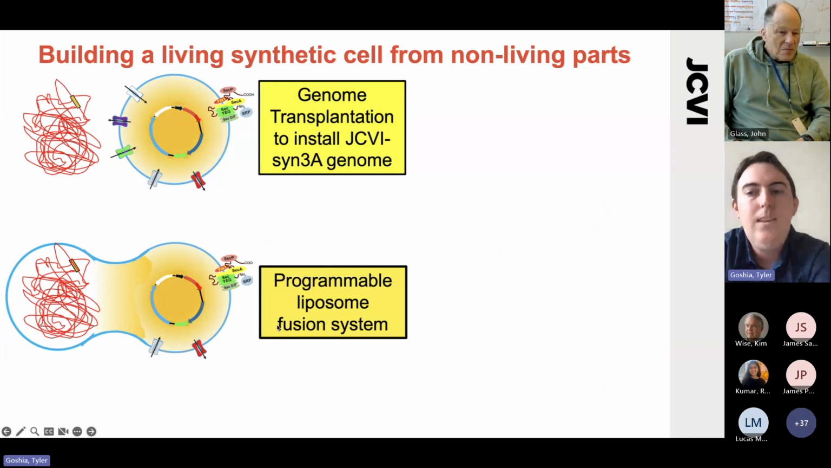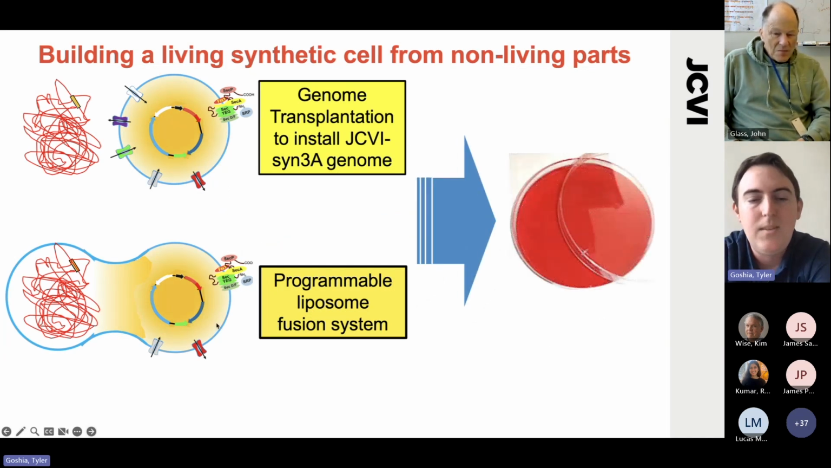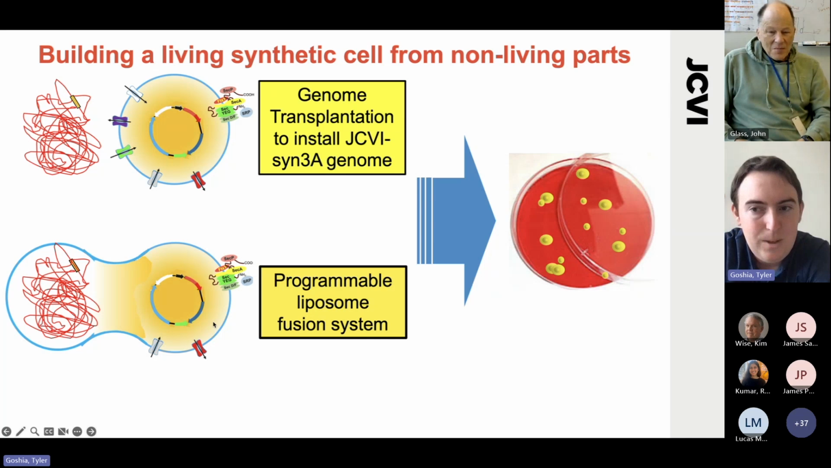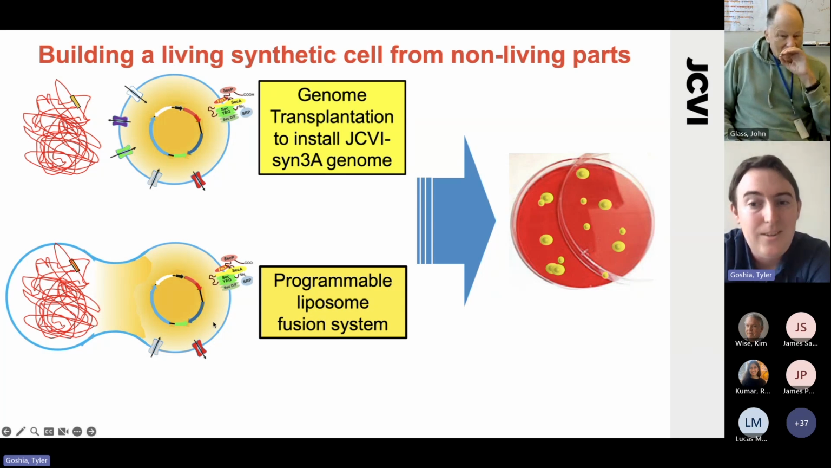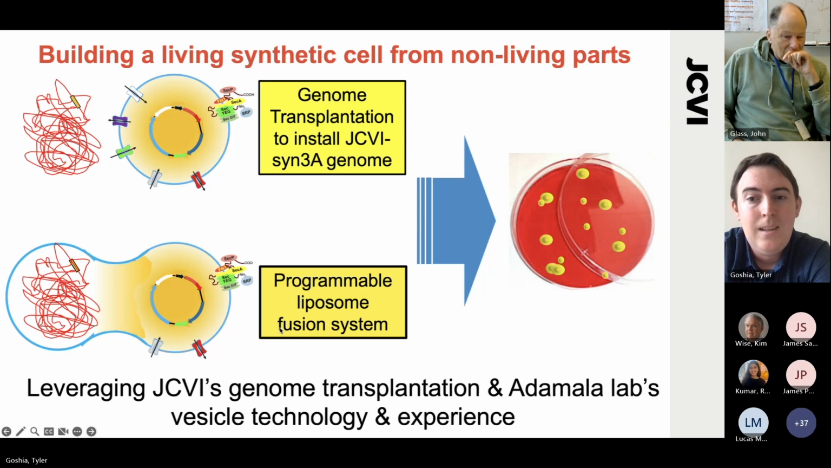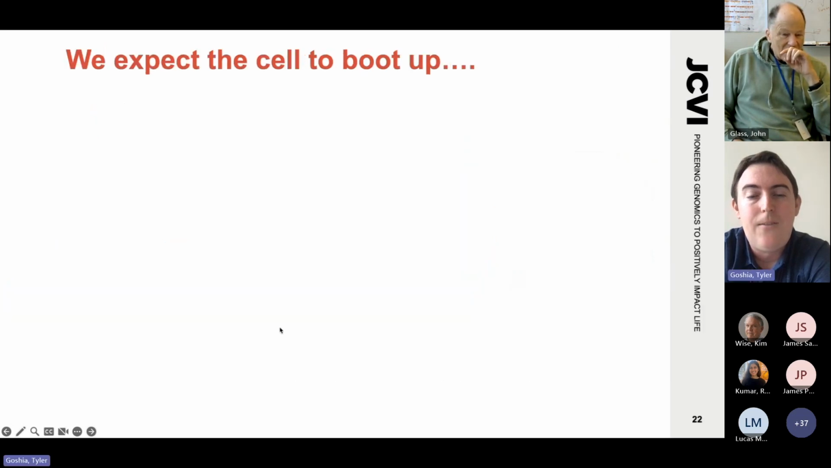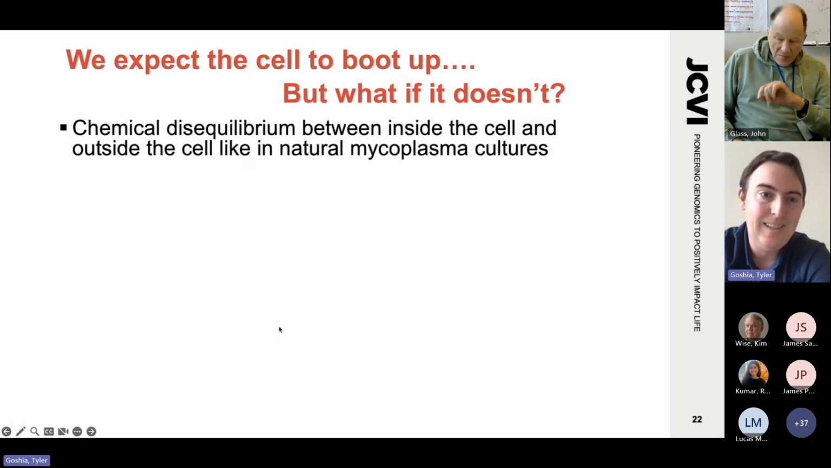So through both of these chemical transplantation methods, I'm confident I have ample routes and optimization to install our genome without shearing it. And hopefully this will result in colonies forming on a plate and the world's first synthetic cells created from non-living parts. As a final thought, we do expect these cells to boot up. But what if they don't?